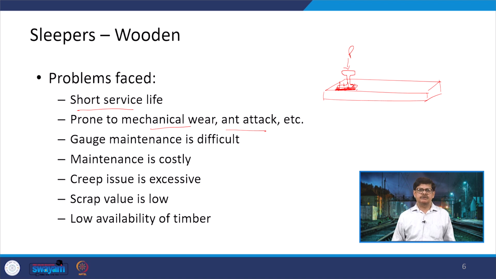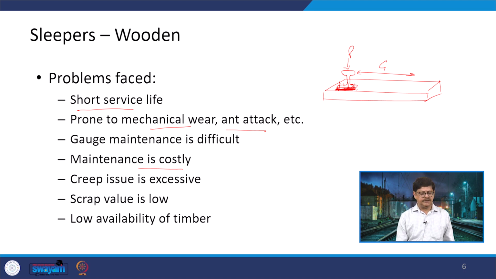Gauge maintenance also becomes difficult in this case. If these things happen, this widening of the gauge may start happening, and then if you have to maintain it, you have to bring it back. So, you have to put the packings here, and again if the same thing happens, then you have to go for maintenance of the gauge, and that is going to be a problem. In that sense, maintenance becomes a costly affair.